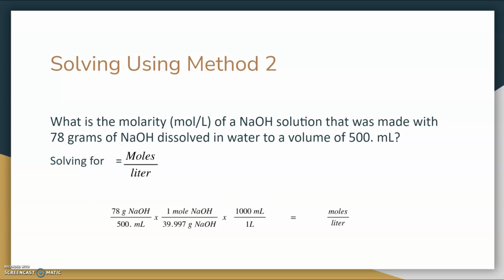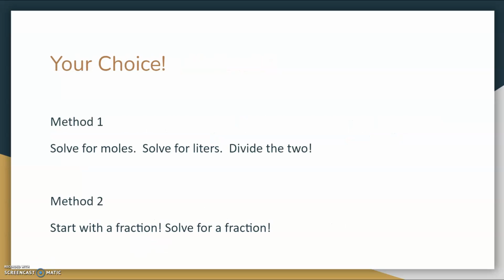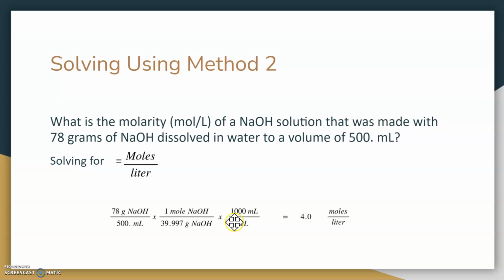So how do I cancel out the milliliters? I multiply by 1,000 milliliters over 1 liter, so my milliliters cancel. And now if I look, grams cancel, milliliters cancel, I'm left with moles of sodium hydroxide, and I'm also left with liters, which is good because that's what I want. So now I just get my calculator out, 78 divided by 500 divided by 39.997 times 1,000. What do I get? 4.0 moles per liter.